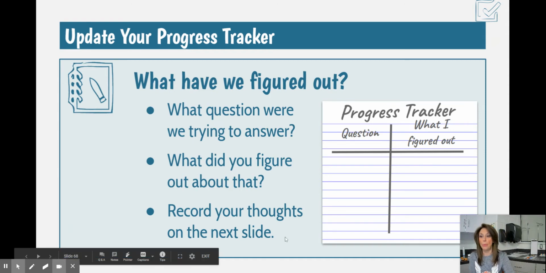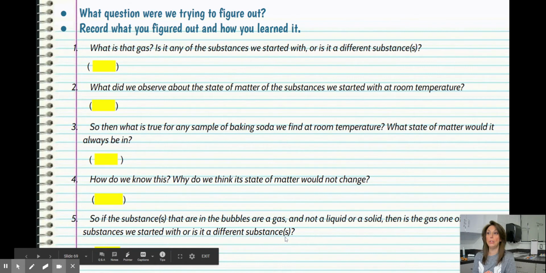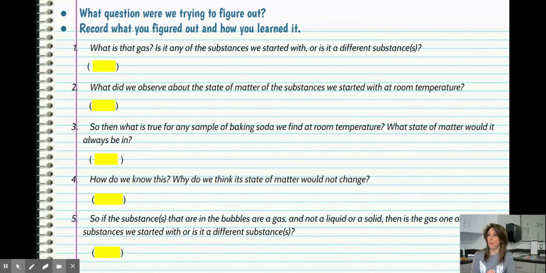So you're going to just wrap lesson 4 up by recording your thoughts here on slide 69. What question were we trying to figure out? Record what we figured out and how we learned it. So answer these 5 questions. So what is that gas? What do we think the gas is? Is it any of the substances we started with, or is it a different substance? So I think we know kind of the answer to number 1.